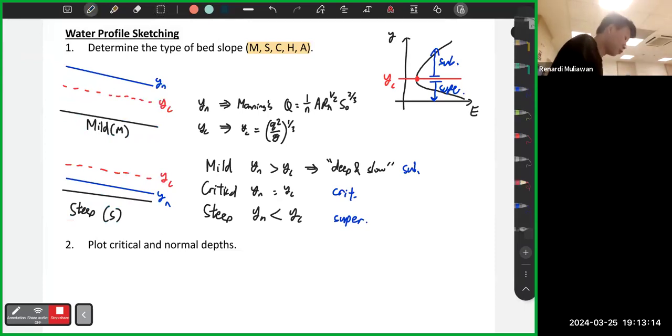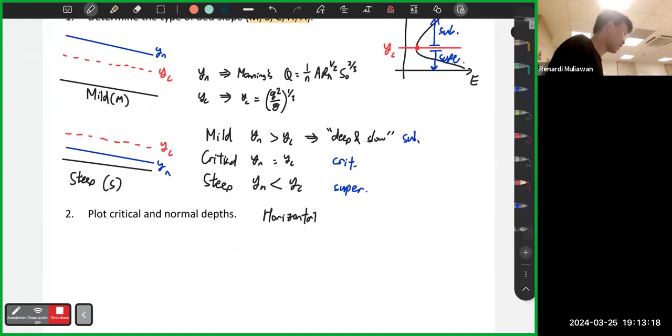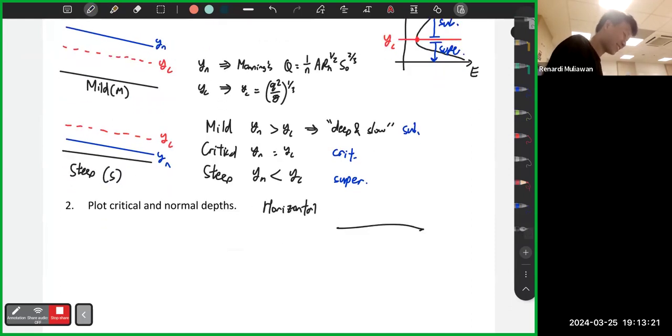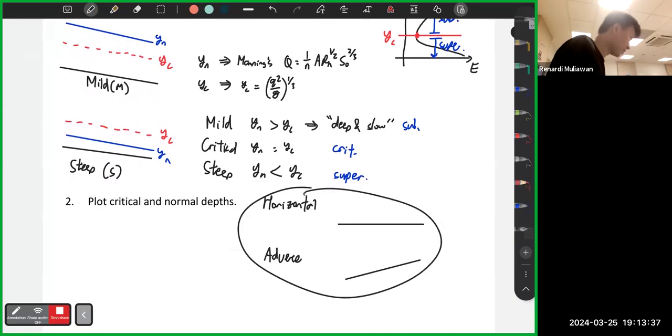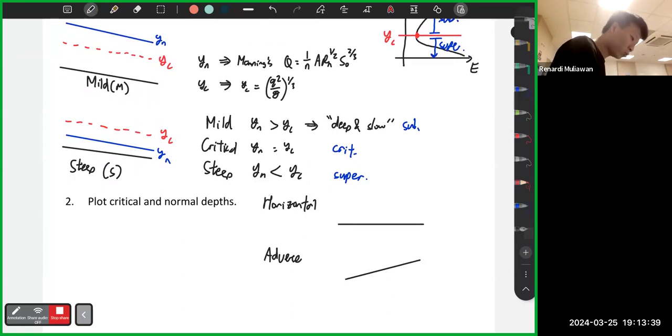There are actually two more types of slope, which are the horizontal and the adverse. From its name, horizontal slope means the slope is just 0. For adverse slope, the slope goes upwards. So it's a bit weird, the slope goes upwards, not downwards. That's what we call the adverse slope. For these two cases, there is no normal depth.